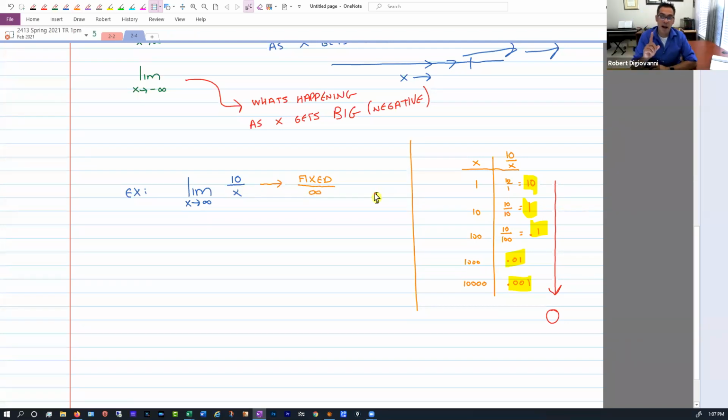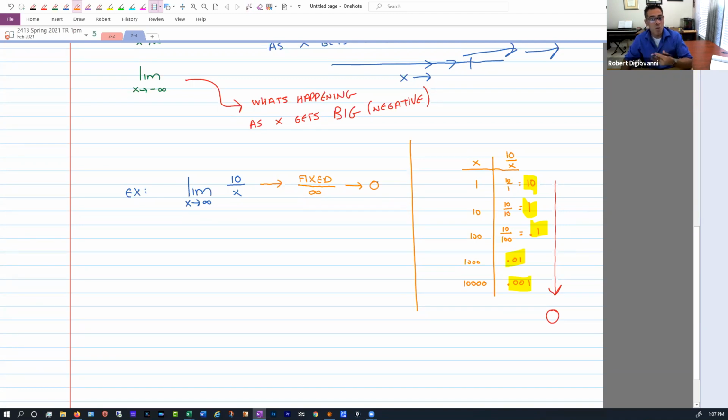And anytime this happens, anytime you have a fixed number over something that gets bigger and bigger and bigger, that fraction gets smaller and smaller and smaller. Let me say that again. Anytime you have a fraction where the numerator is fixed and the denominator gets bigger, the fraction gets smaller, right? It's like an inverse thing. The bigger the denominator gets, the smaller the fraction gets. And so this is going to go to 0.